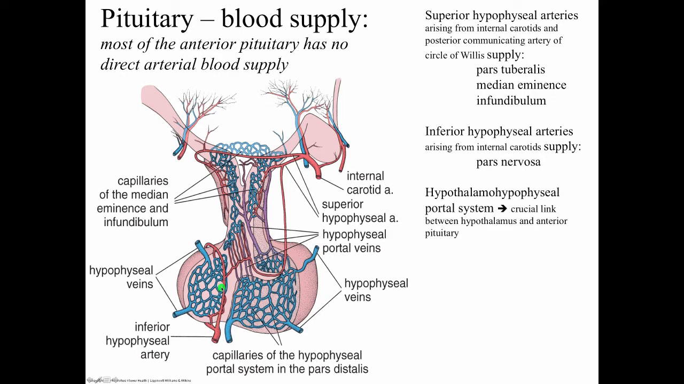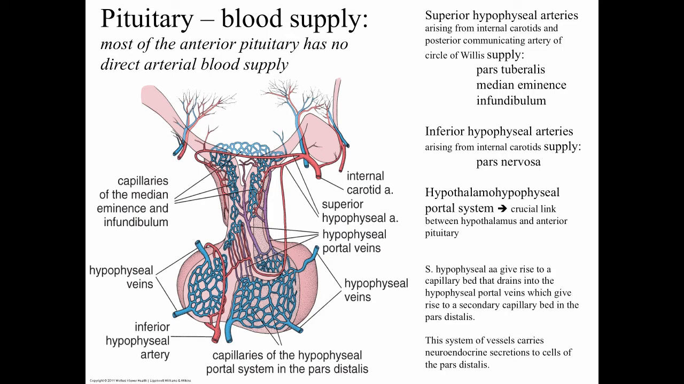The hypothalamic hypophyseal portal system is a critical link between the hypothalamus and the anterior pituitary, and it's important that you appreciate and understand this blood supply as you begin to put together what you're going to learn in physiology as far as the control of secretion from the pituitary gland. The superior hypophyseal artery gives rise to a capillary bed that drains into the hypophyseal portal veins, and this gives rise to a secondary capillary bed in the pars distalis. This system of vessels is going to carry neuroendocrine secretions to cells of the pars distalis.